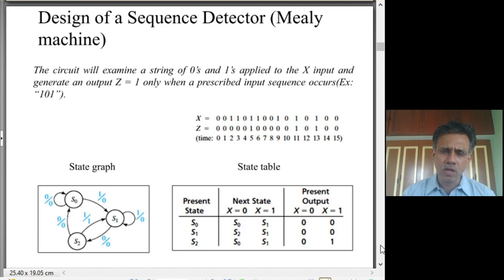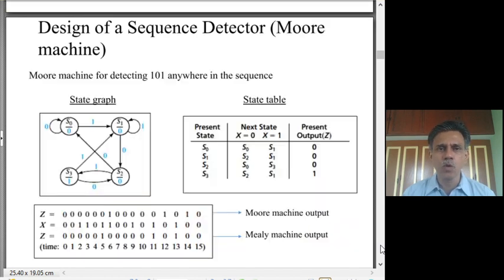Now let's say we want to solve the same problem, now using a Moore approach. How do we do it? So now that the problem is clear and the example is also clear, overlapping 101 should also be detected. Okay, how do we do it? So here we will see how the Moore machine will work.